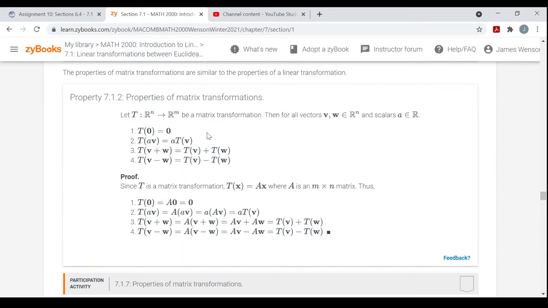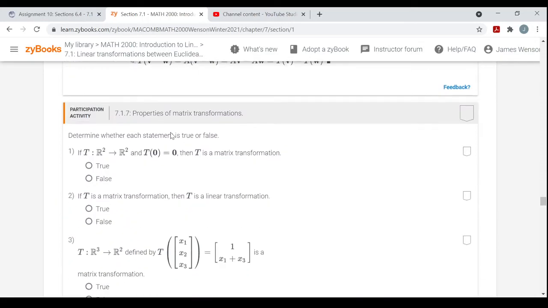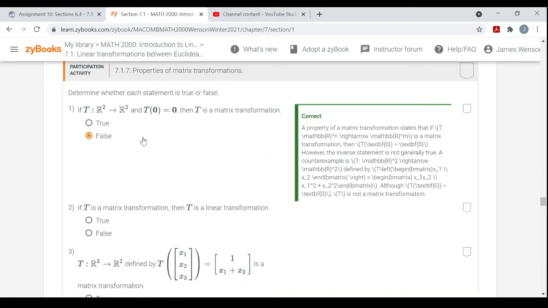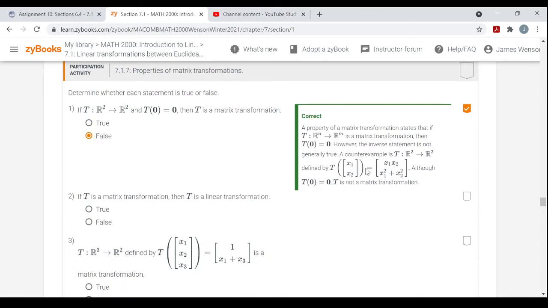Now, this goes one direction. If you have a linear transformation, the zero vector will be mapped to the zero vector. That does not mean that if the zero vector maps to the zero vector, you're going to have a matrix transformation. That does not mean that at all, right? Because remember, a matrix transformation is linear. There are non-linear transformations out there that map the zero vector to the zero vector. So just because the zero vector maps to the zero vector doesn't mean the transformation is linear. Like they give you an example here. Here's a non-linear transformation where the zero vector in the input would map to the zero vector output.